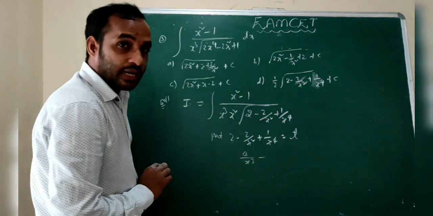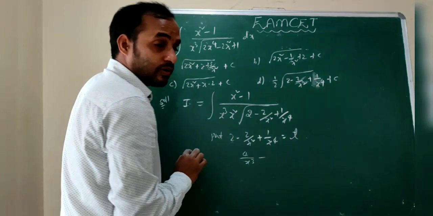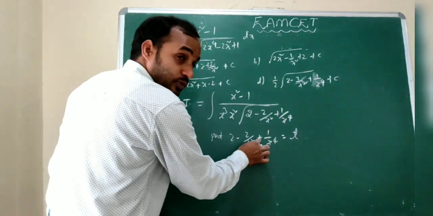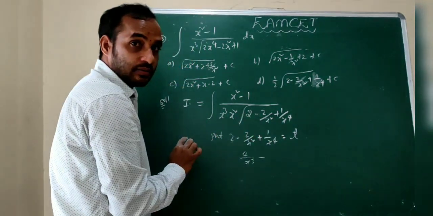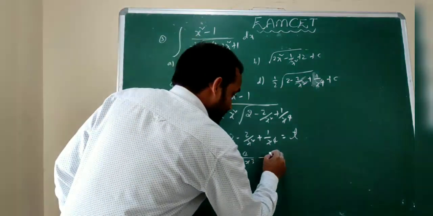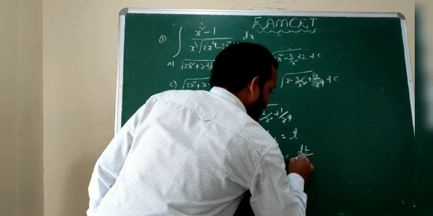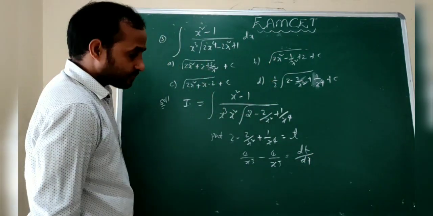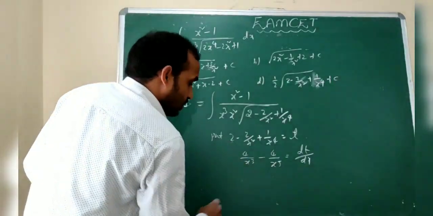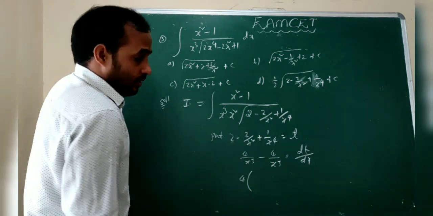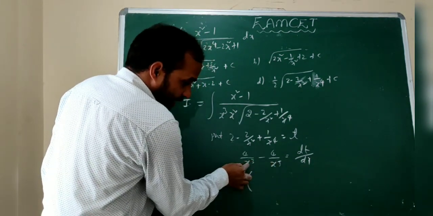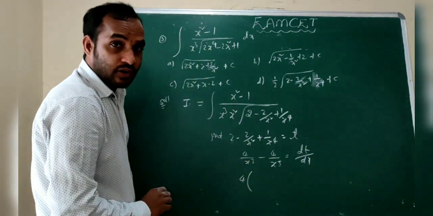Here x to the power of minus 4 means nx to the power of n minus 1, so minus 4 minus 1, x to the power of minus 5. So that means minus 4 by x to the power of 5 is equal to dt by dx. So that means 4 is outside, 4 outside. So 1 by x to the power of 3, 1 by x to the power of 5.